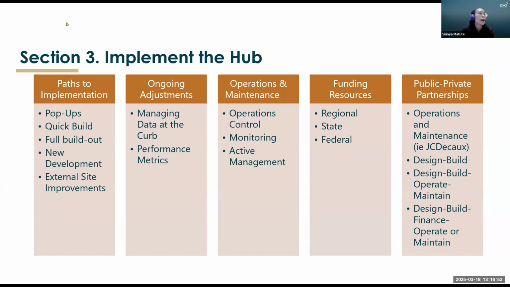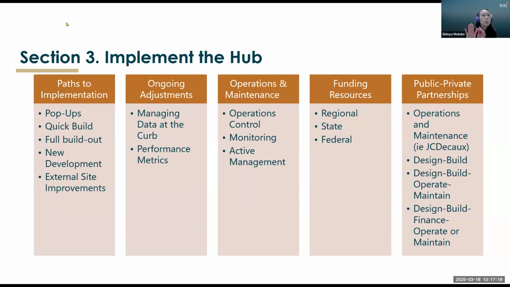This slide goes over the sections in our guide that talk about implementation. We provide examples of paths to implementation, including pop-ups and quick build. We discuss how to do ongoing iterative adjustments, including how to manage data at the curb and performance metrics. There's another section on operations and maintenance. We also talk about funding resources.